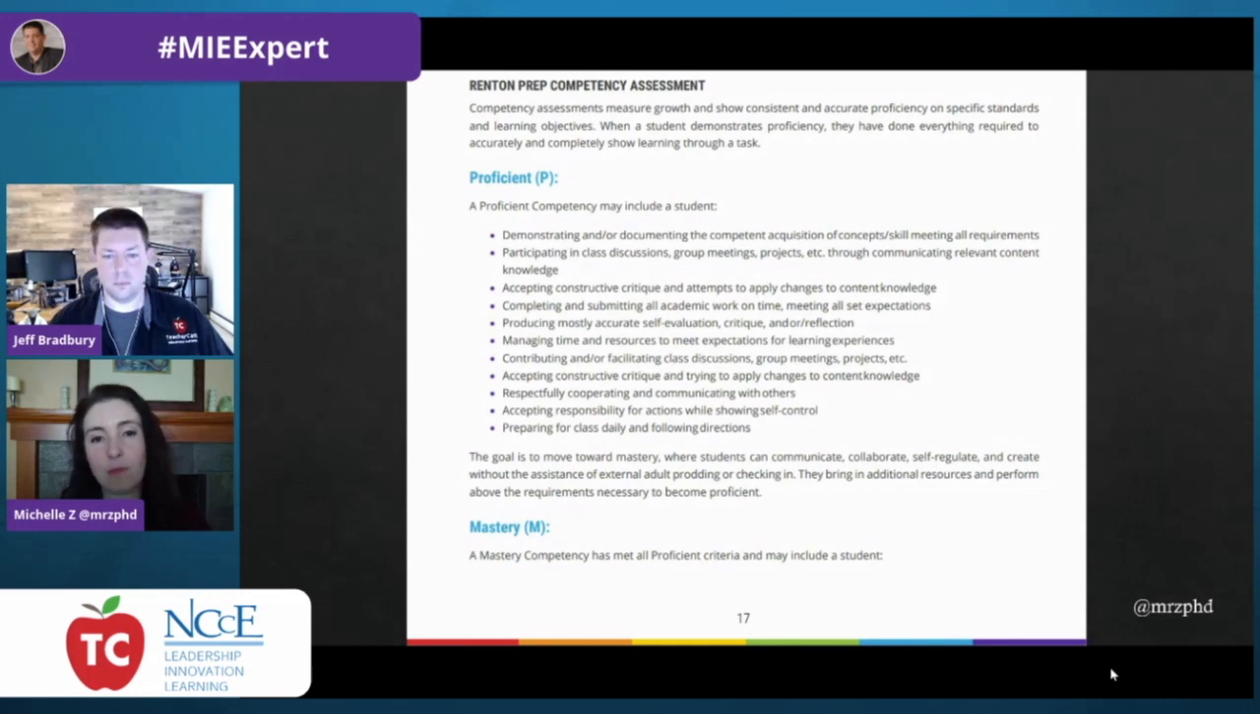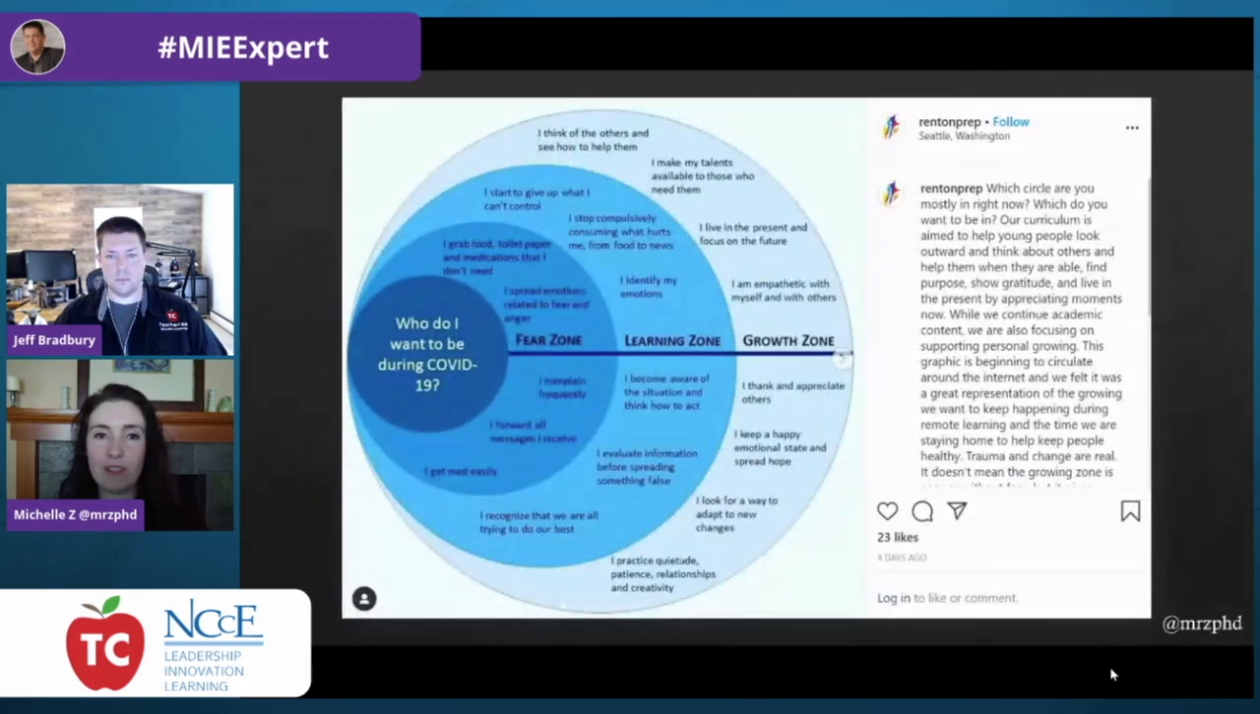Some of the things like respectfully cooperating and communicating with others, or accepting responsibility for actions, preparing for class daily and following directions. When those foundational skills are there, we see students produce higher quality work and more consistently. So we still use that as our anchor, but then pulled some of these things in.